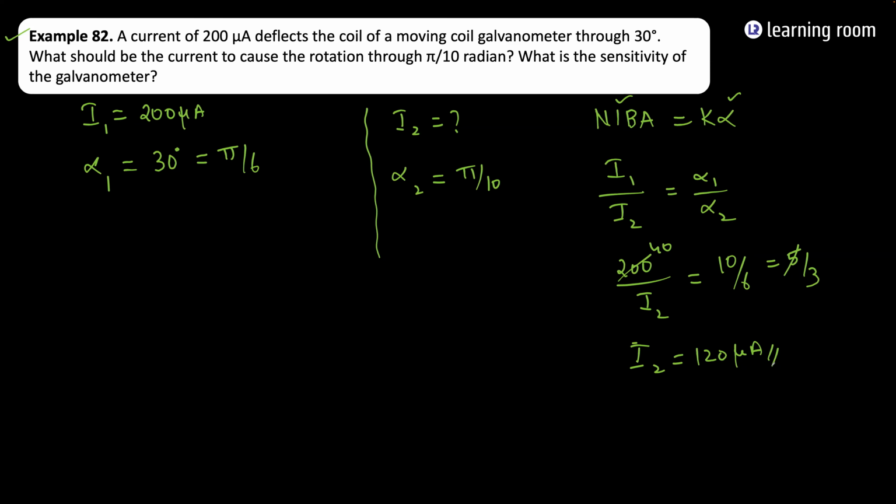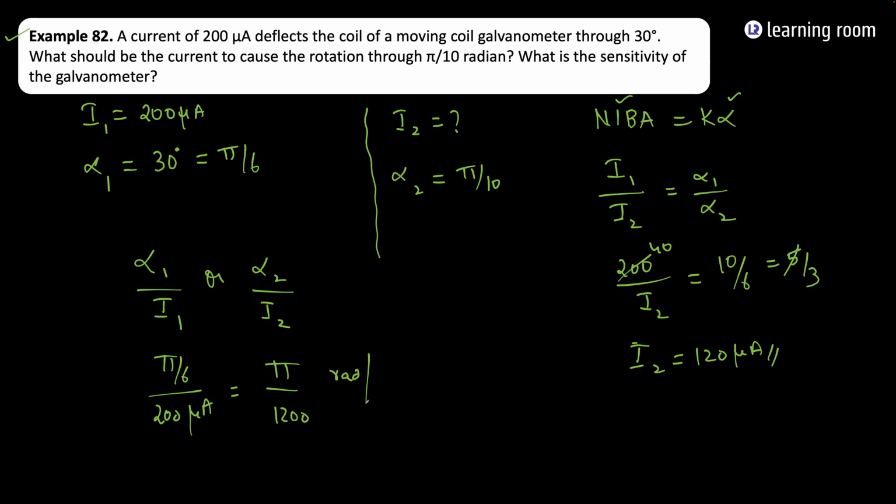That is not all with the question. There is the second part also. They are asking you the current sensitivity. When you want to calculate current sensitivity, calculate alpha 1 by I1 or alpha 2 by I2. Both will give you the same answer. So what is alpha 1 by I1? Pi by 6 divided by 200 microampere. So the answer will be pi by 1200 radian per microampere. As long as your units are intact, you need not worry about what the final result is. Is this point clear?